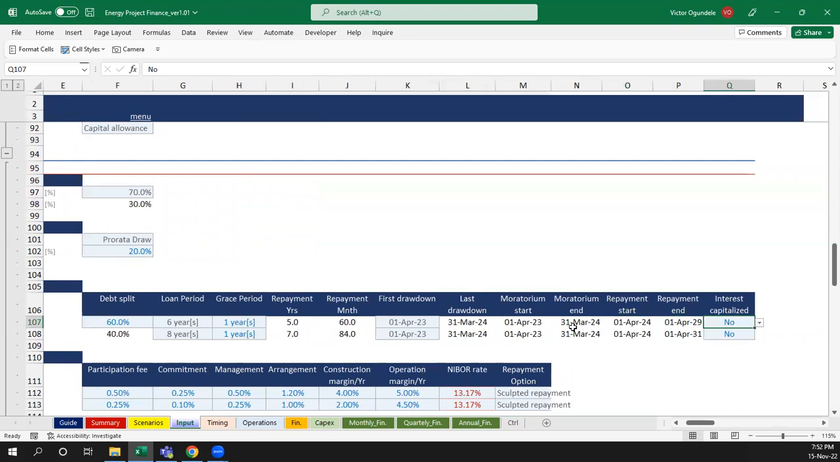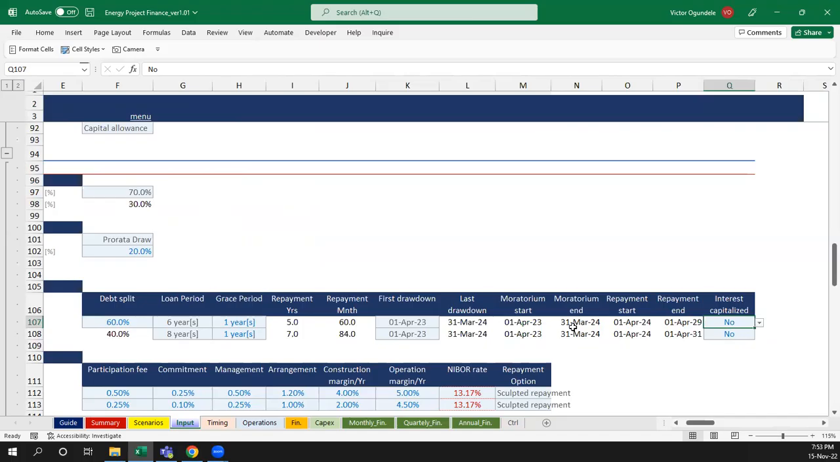Now, if interest is capitalized, that means during the construction period, when they start disbursing the loan, you will not pay the principal and you will not pay the interest. All the interest during that period will be calculated and added to the initial debt amount. Right? That means you are saying yes, interest will be capitalized.